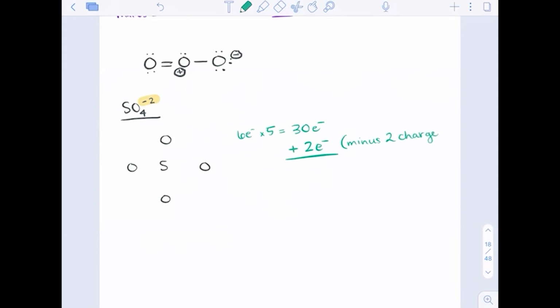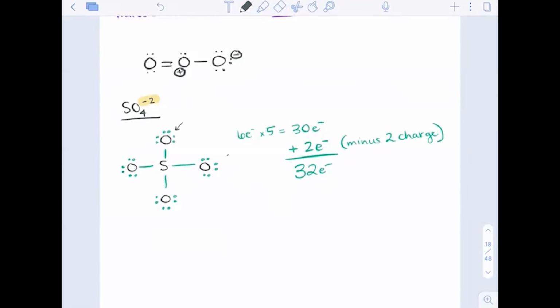So think about what that charge means. A -2 means you have 2 more electrons, and therefore 32 electrons are there. We'll do 2, 4, 6, 8, 10, 12, 14, 16, 18, 20, 22, 24, 26, 28, 30, 32. I'll double check and say, yep, I've gotten all of my octets. Everybody has an octet, but let's look at formal charges.